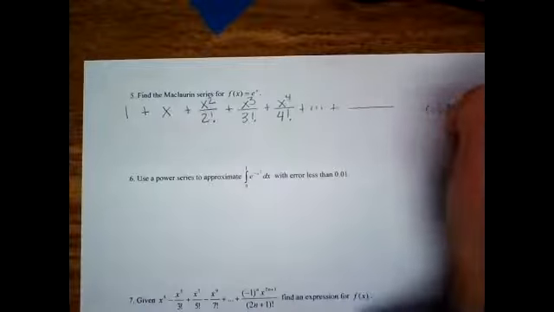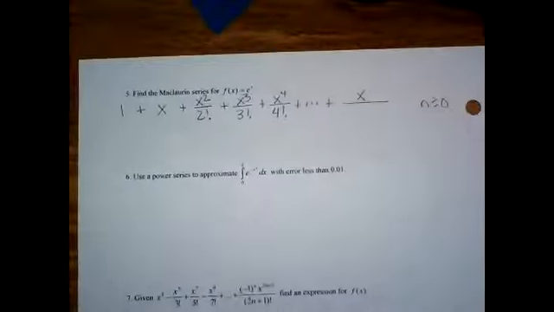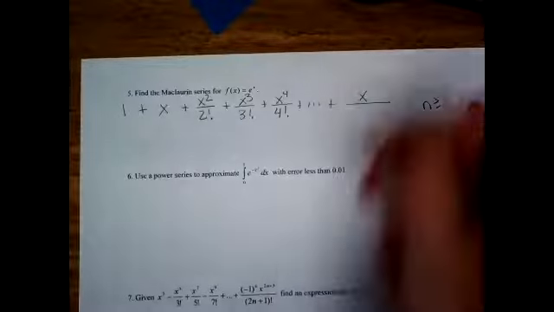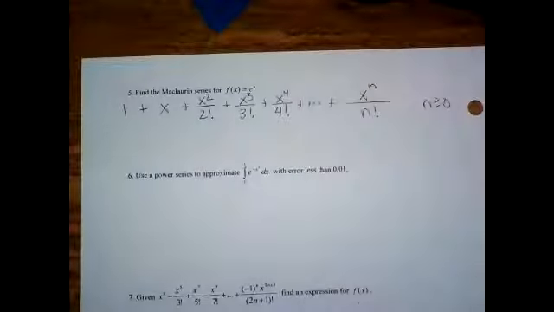And then we're going to do the general term. So it's not alternating, we don't have to worry about that. This one's actually pretty simple. It'll be x to the n over n factorial. E is great. It's the best one. It's its own derivative. So that ends up being really simple.